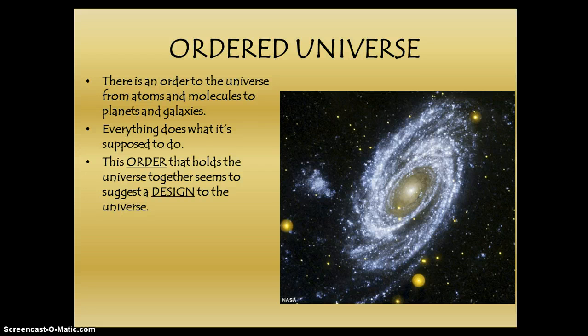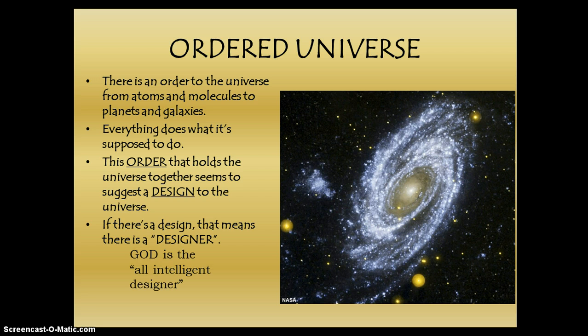Thomas says, it has to be the product of some type of design. He says this order is too orderly to have happened by chance. It is way too ordered. There's too much order in the universe for it to have been an accident. So if this is not an accident, it means that there is a design to the universe, a plan. If there's a design, that means necessarily there has to be a designer. And therefore, God is that all-intelligent designer, or the all-intelligent being. And those are Thomas Aquinas' 5 arguments for the existence of God.